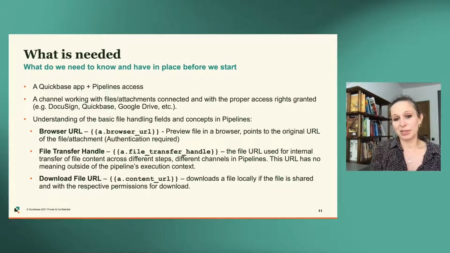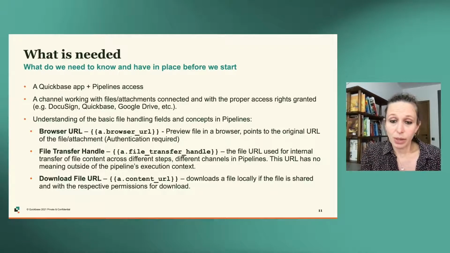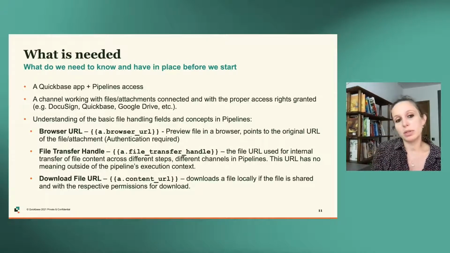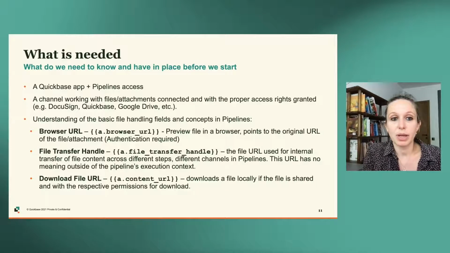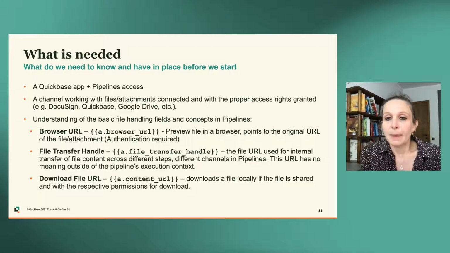And the core, what's most important to know here is the different types of file handling fields and the concepts in pipelines. So we have the browser URL. When we use this URL, we are able to later preview the file in the browser pointing to the original URL of the file attachment. This would require authentication to the third-party system. So in this case, we don't copy, we just point to the file itself in its original location.